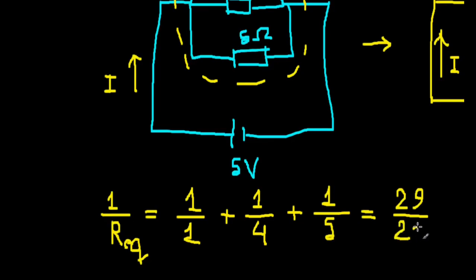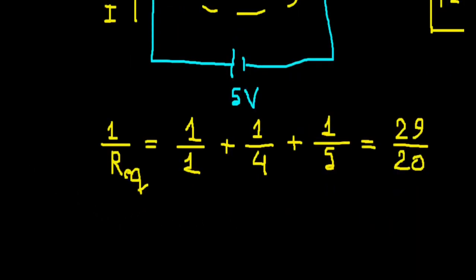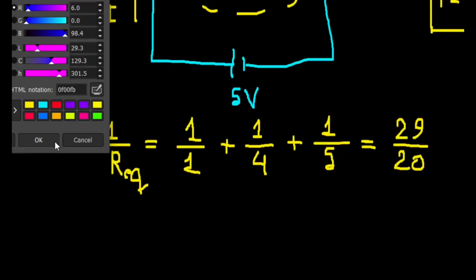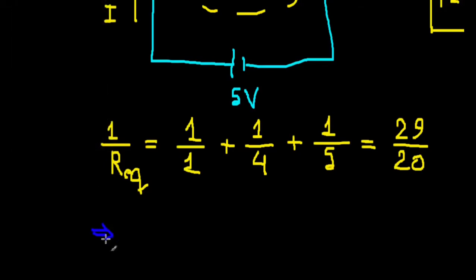And if you take the reciprocal of this, we definitely shouldn't forget about that. So take the reciprocal of both sides, and you get the equivalent resistance, which is 20 by 29 ohms.